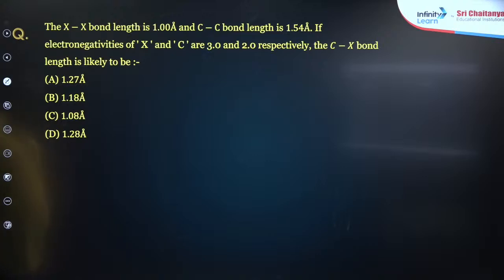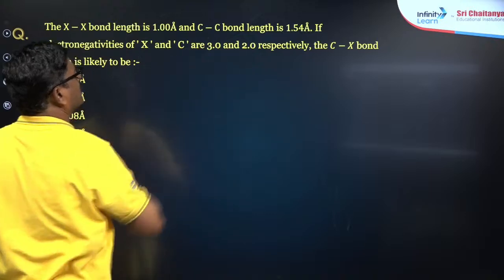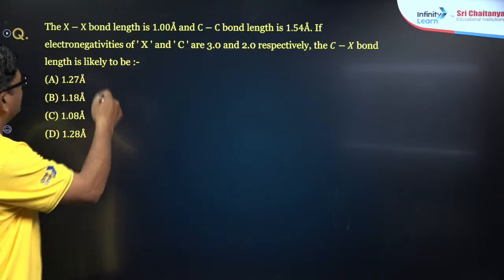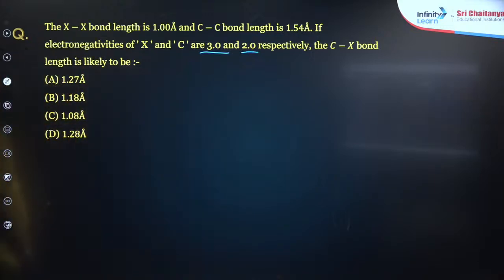The XX bond length is 1 angstrom unit. CC bond length is 1.54. If electronegativity of X and C is 3.0 and 2.0 respectively, then CX bond is going to be.